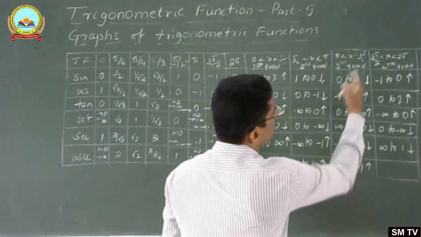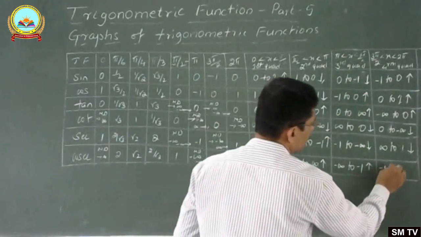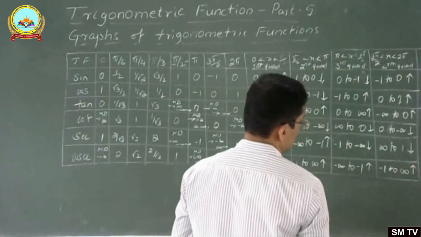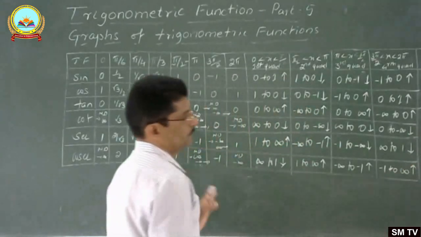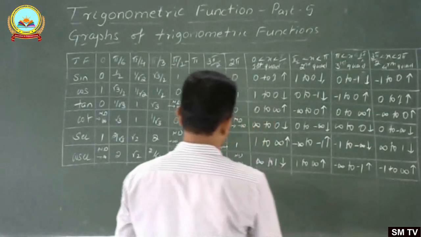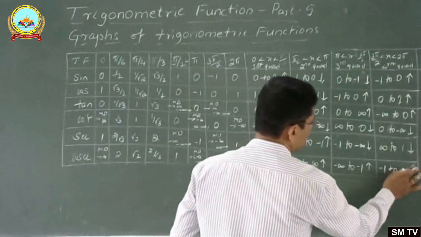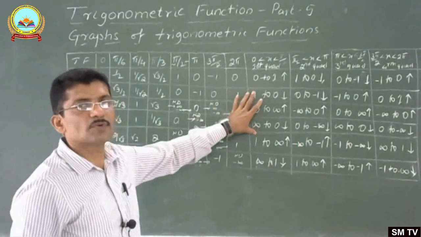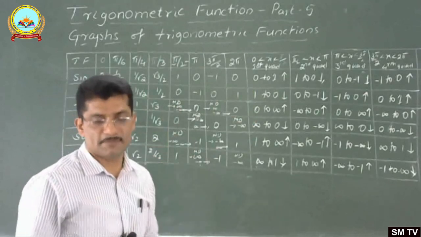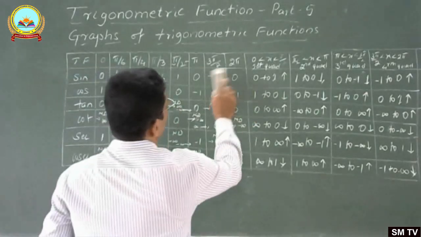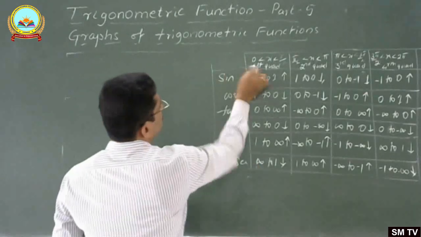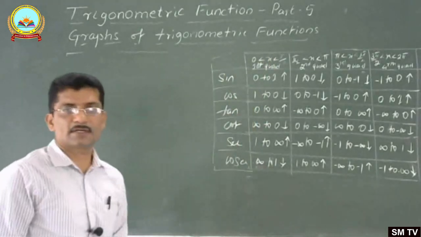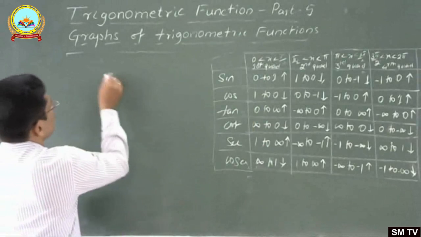And in the fourth quadrant, the cosecant function is negative, starting from minus 1, and from minus 1 to minus infinity it is decreasing. With the help of this, you can draw the graph of trigonometric functions. Here you know the cosecant function in one complete revolution through the different quadrants, the shape of the graph of trigonometric functions. Here, draw the graph of trigonometric functions.